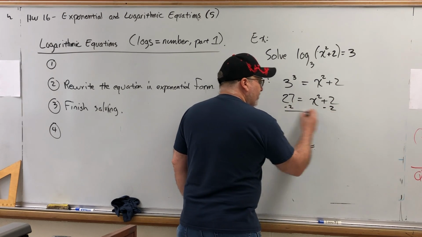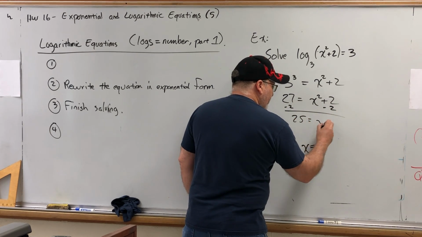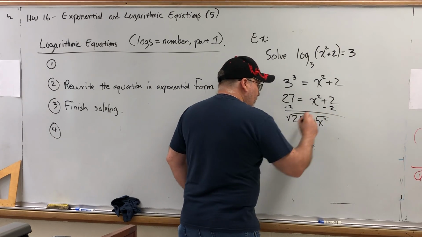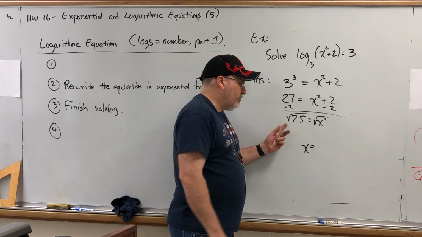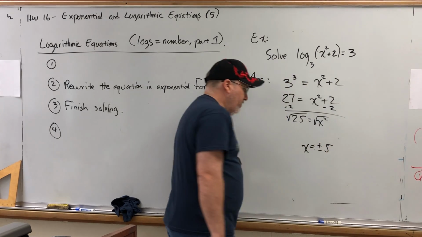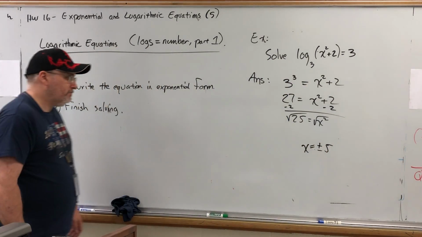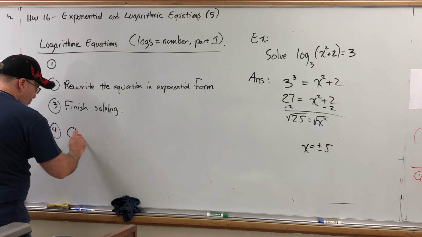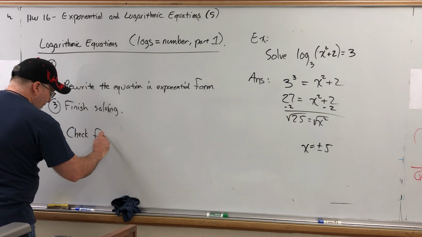Subtract 2 from both sides to get 25 equals x squared. That's convenient. Square root both sides, and don't forget that when you square root both sides of an equation, you have to use a plus minus. So x is equal to plus or minus 5. Which looks like we're done, but the fourth step is to check for extraneous solutions.